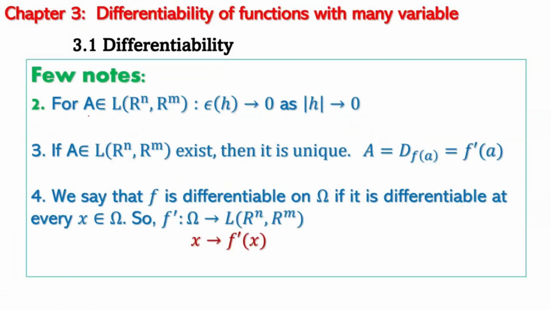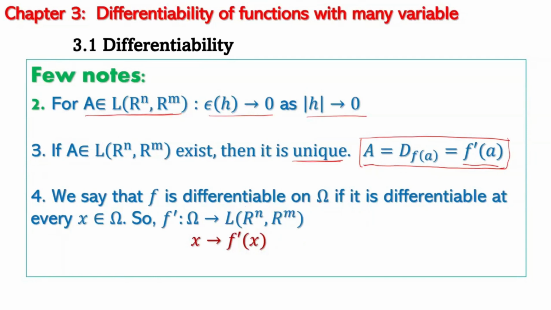Now, if A is a linear mapping from Rn to Rm and epsilon of h tends to 0 as h tends to 0, and such an A exists, then it is unique. So there is only one linear function from Rn to Rm if it exists, and that linear function gives you the derivative of the function at the point a.